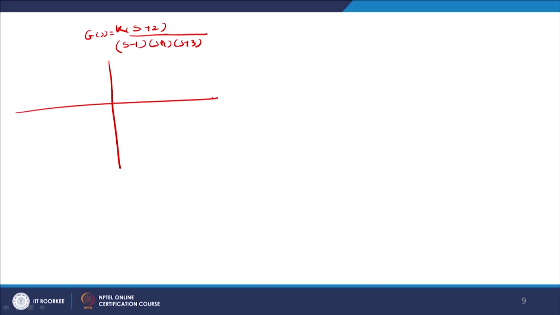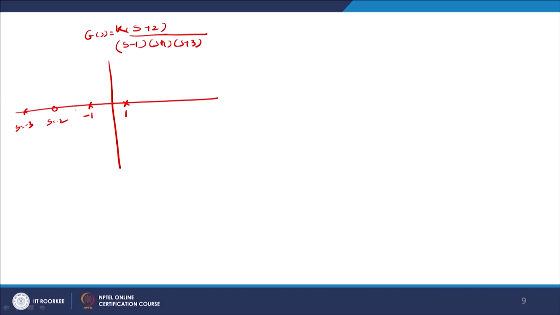Let us say I will now draw the root locus of the plant. Suppose I have taken the same plant, G(s) equal to (S plus 2) divided by (S minus 1)(S plus 1)(S plus 3), with gain K. Now we will draw the root locus of this system. How will you draw the root locus? For the root locus, we have to show all poles and zeros. Now the poles are here at S equals 1, another pole at S equals minus 1, here at S equals minus 3, and this zero at S equals minus 2.